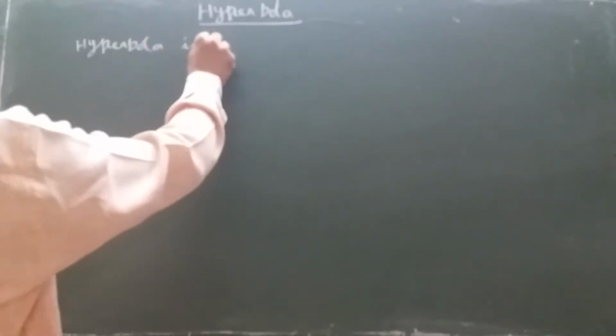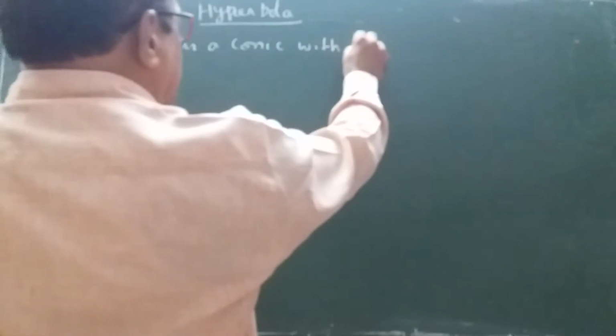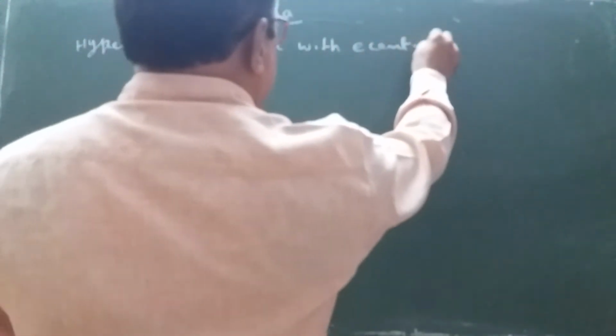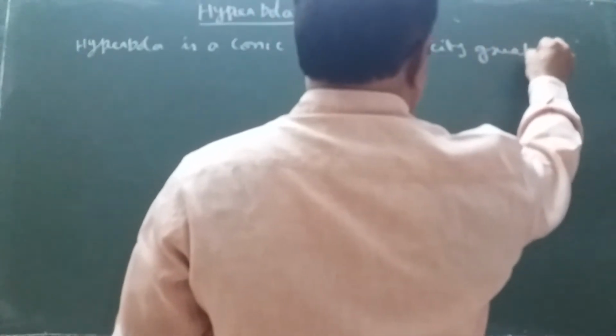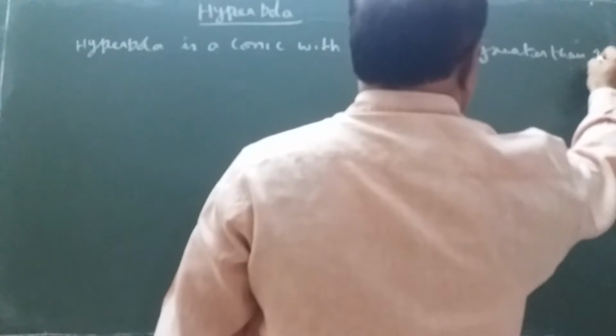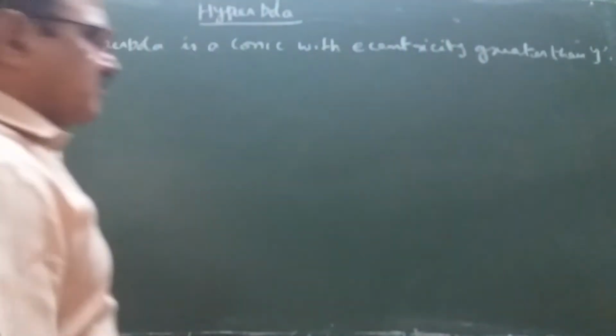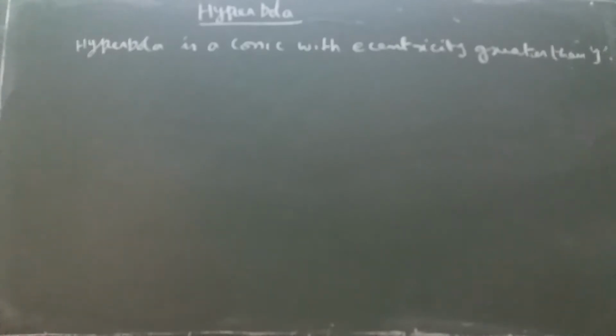Hyperbola. What is hyperbola? Hyperbola is a conic with eccentricity greater than 1. This is one type of definition. The second definition also I will write.